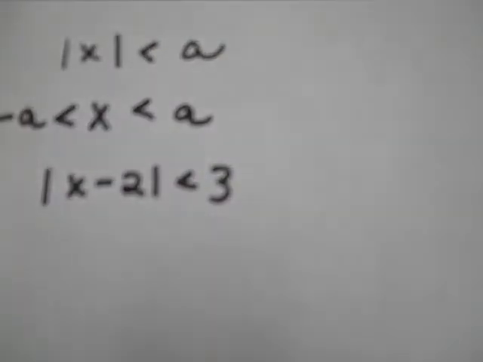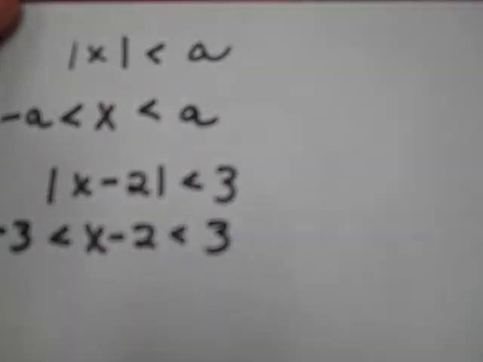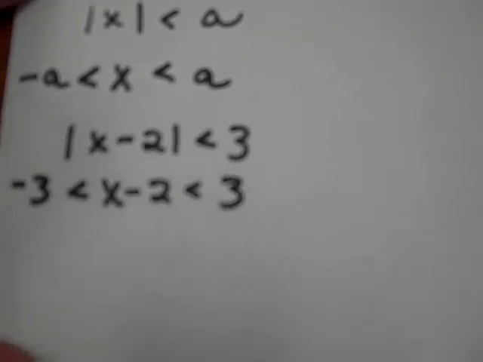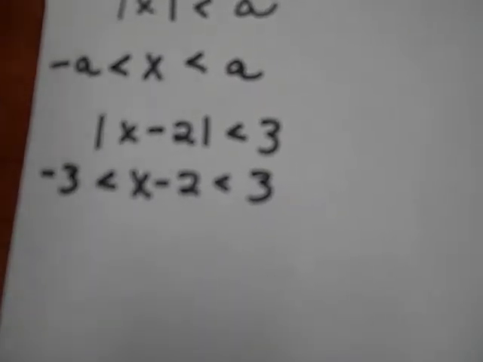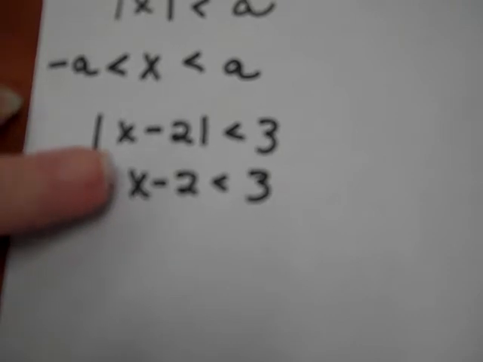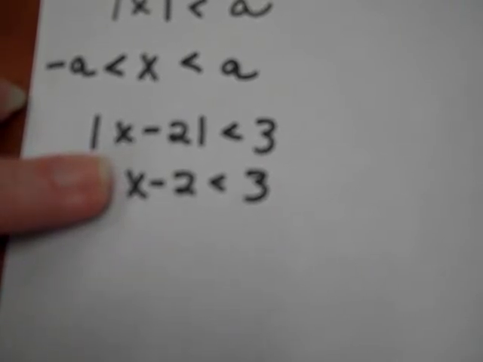So if we wanted to solve absolute value of x minus 2 is less than 3, we would simply write x minus 2 is between the opposite of 3, which is negative 3, and 3. So now we have a three-sided inequality. To solve a three-sided inequality, you can cover up one side, and you can see to solve for x, we'd add 2.